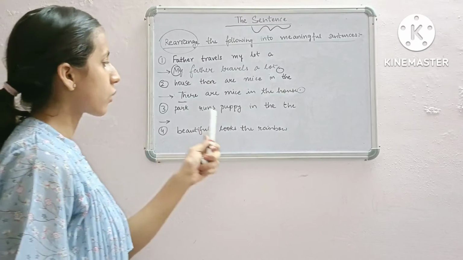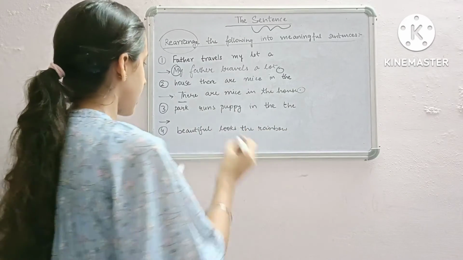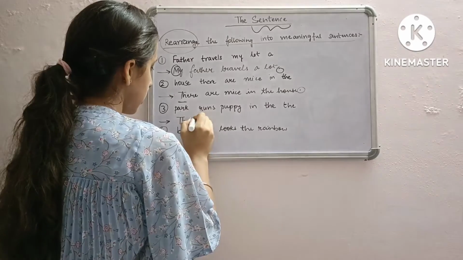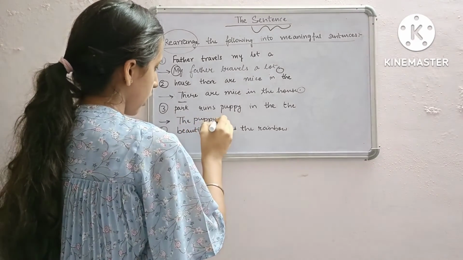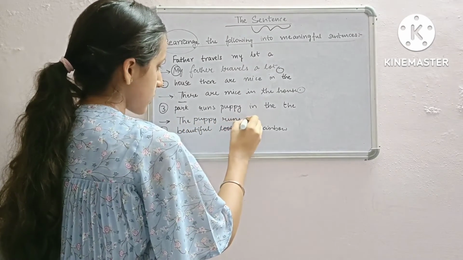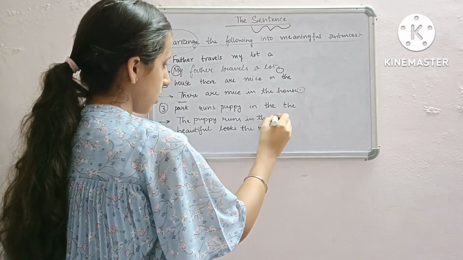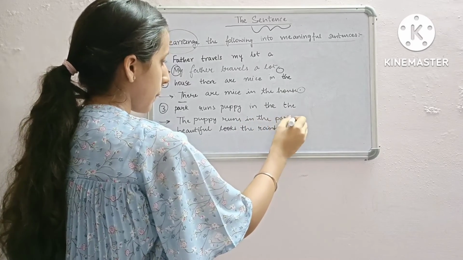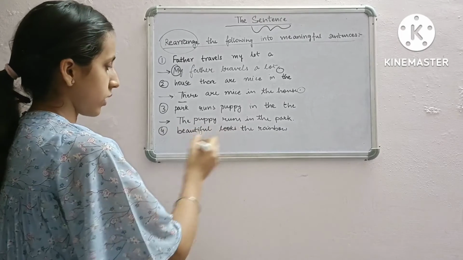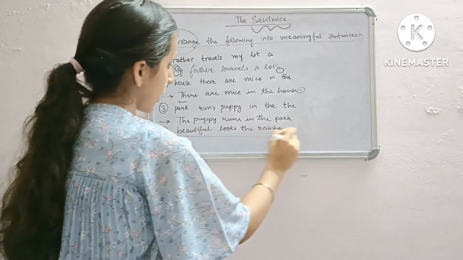Third one is, park runs puppy in the. That means the puppy runs in the park. And this one now, beautiful looks the rainbow.